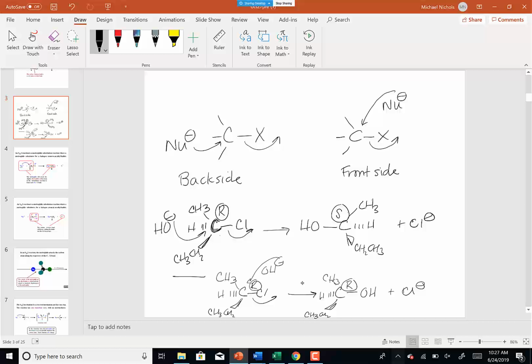So people didn't know which one of these occurred at the beginning. And this is the experiment they designed to determine, does the reaction occur front side, does it occur back side? Of course, if it occurred 50-50, 50% front side, 50% back side, then I would end up with a 0 rotation because I'd end up with 50% S and 50% R.